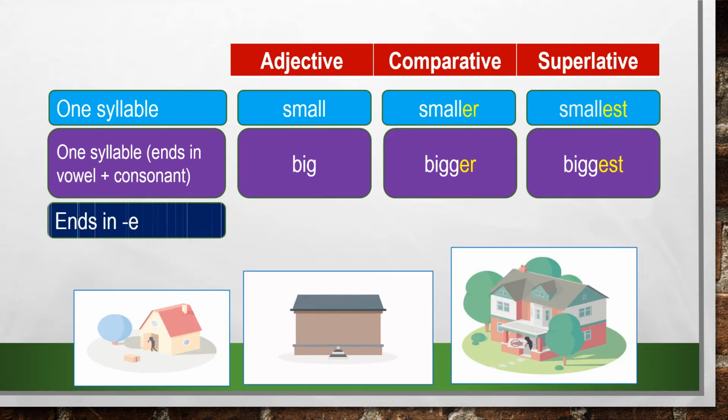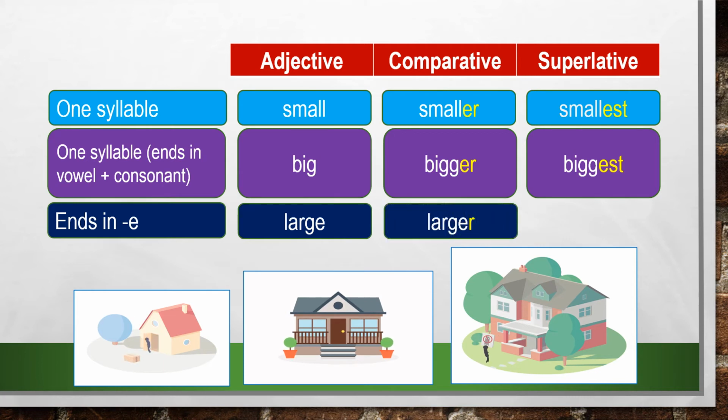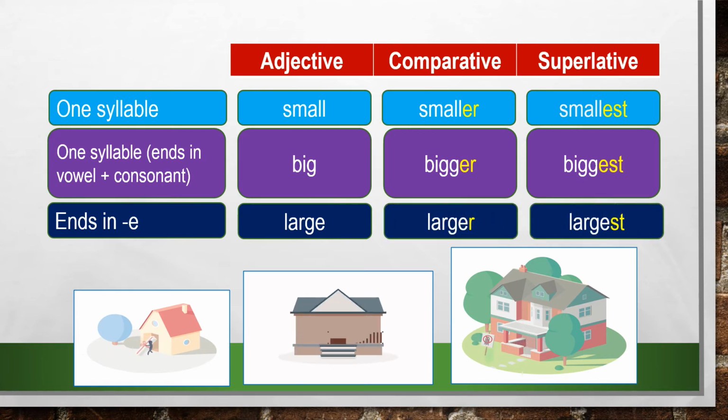For one-syllable adjectives ending in an E, just add R or ST to the endings. For example, large, L-A-R-G-E. The comparative adjective is larger. The superlative adjective is largest. Untuk adjektif yang satu suku kata hujungnya huruf E, hanya tambah R atau ST di hujungnya. R untuk membentuk comparative, manakala ST untuk membentuk superlative. Contoh di sini, large, larger, largest.